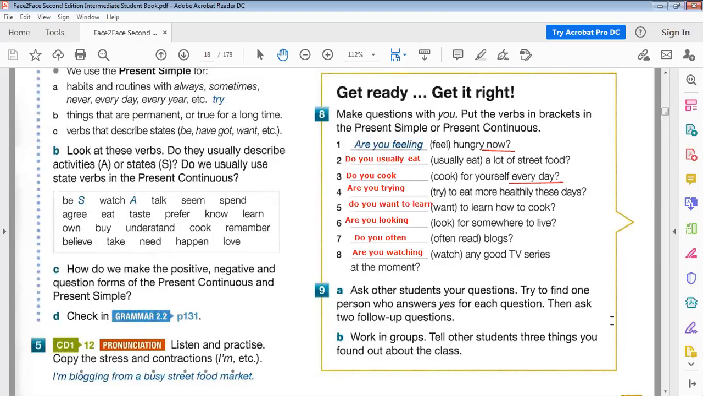Are you trying to eat more healthy these days? Okay. Is it more healthy or is it more healthily? More healthily. What's the difference between more healthy and more healthily? Maybe adverb like that. Yes, you're right. Here this is an adverb, after the adverb, verb. I try, but I can't. Okay, I want, really, I want. All right. That's it. Okay, that's good.